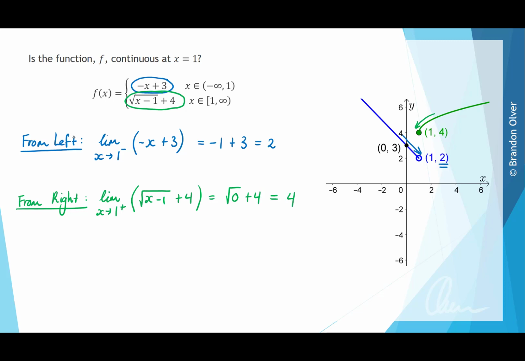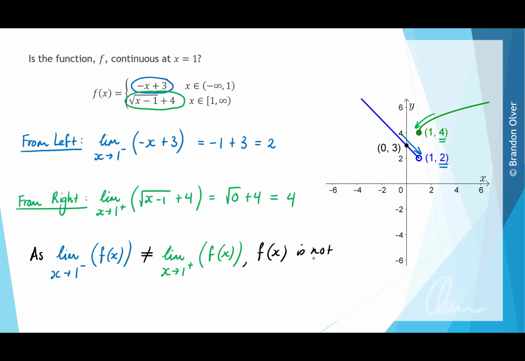So we can see that the limits from the left-hand side and the right-hand side are not the same, and the y value of 2 and the y value of 4 over on this graph have already shown us that graphically. So as the limit as x approaches 1 from the left-hand side of the function f of x does not equal the limit as x approaches 1 from the right-hand side of the function f of x, the function is not continuous at the point x equals 1.